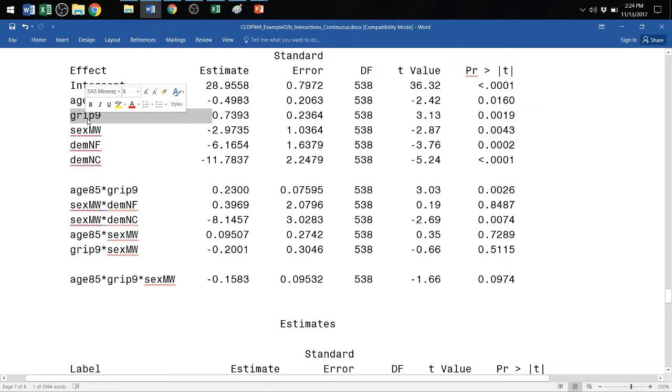Likewise, grip, conditional on gender? Yep. Conditional on age? Yep. Conditional on dementia? Not yet. Intercept, conditional on everything.